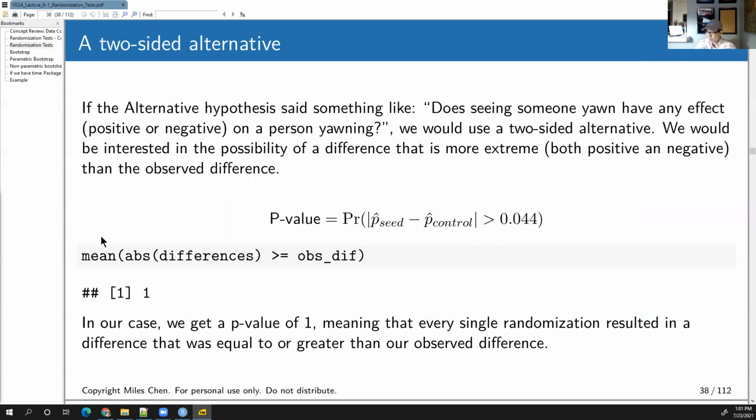So that's what we're seeing. It's not possible to get anything smaller, so we end up getting a p-value of 1. Meaning every single randomization results in a difference equal to or greater than 4.4 percentage points. So we would definitely not reject the null hypothesis in that case.